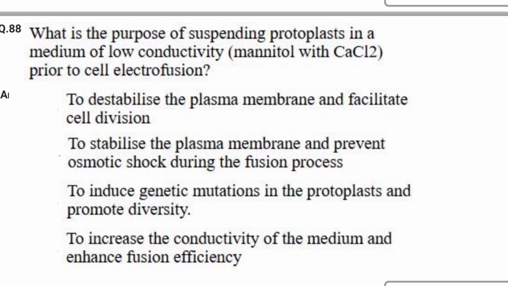What is the purpose of suspending protoplasts in a medium of low conductivity prior to cell electrofusion? So options are: to destabilize the plasma membrane and facilitate cell division; to stabilize the plasma membrane and prevent osmotic shock during the fusion process; to induce genetic mutations in the protoplast and promote diversity; to increase the conductivity of the medium and enhance the fusion efficiency. For this, the correct answer is to stabilize the plasma membrane and prevent osmotic shock during the fusion process. That is the correct answer.